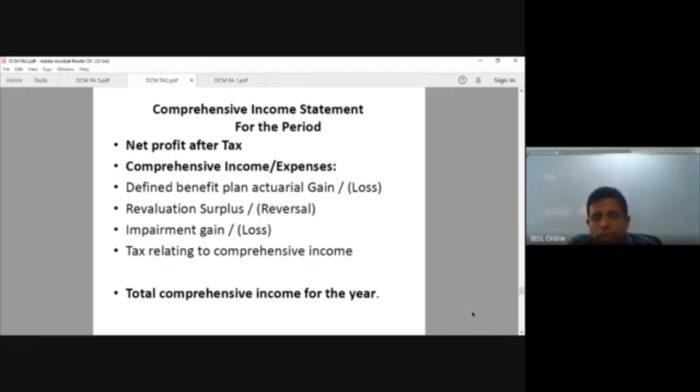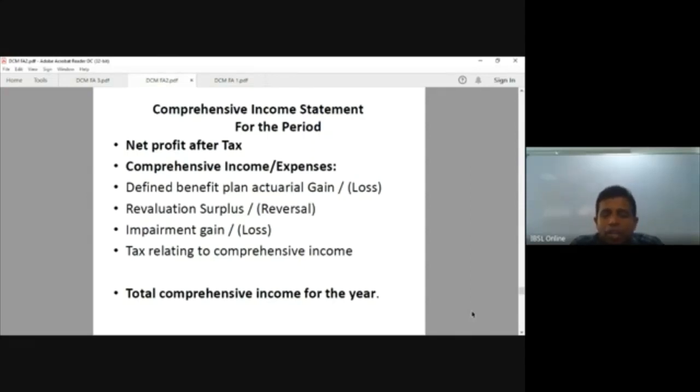Then the price of this building has increased from 1 billion to 3 billion. Therefore, there is a gain of 2 billion. You cannot put that 2 billion into your income statement as a gain. Instead, it should be recognized in the other comprehensive income statement as a gain.